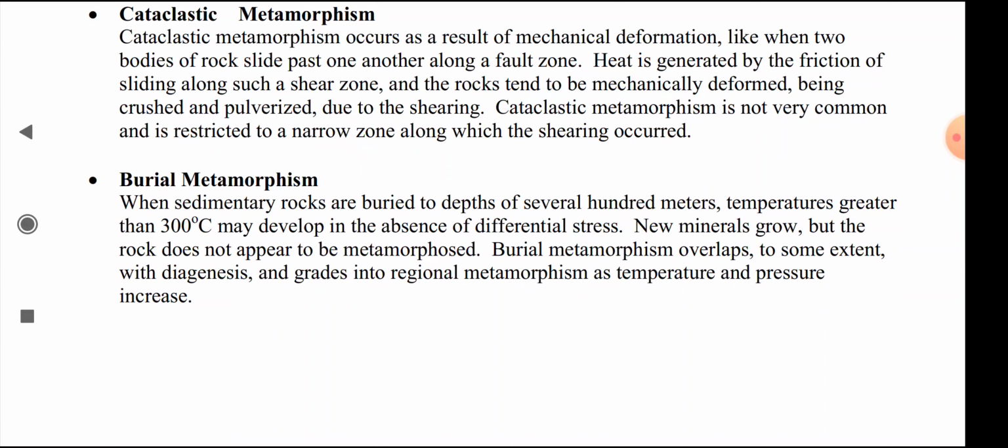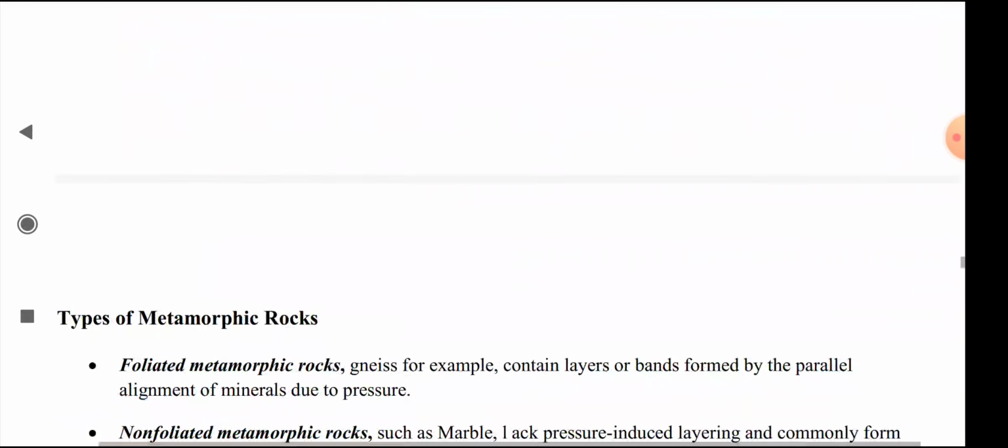Burial metamorphism. When sedimentary rocks are buried to depths of several hundred meters, temperatures greater than 300 degrees Celsius may develop in the absence of differential stress. New minerals grow, but the rock doesn't appear to be metamorphosed. The burial metamorphism overlaps to some extent with diagenesis and grades into regional metamorphism as temperature and pressure increase.